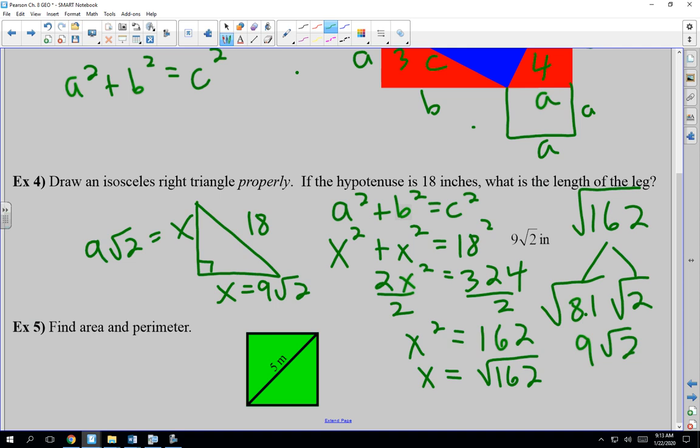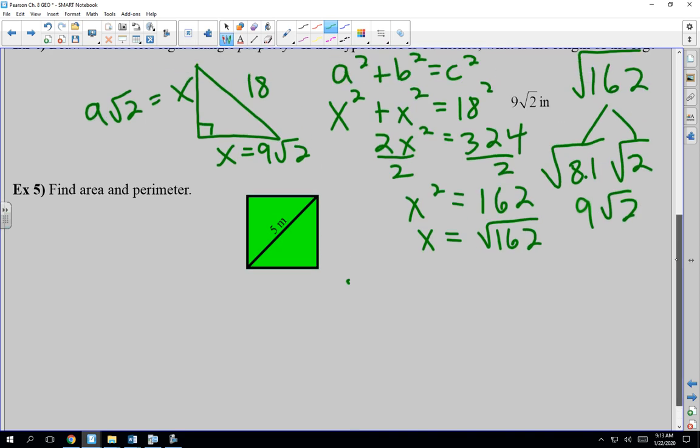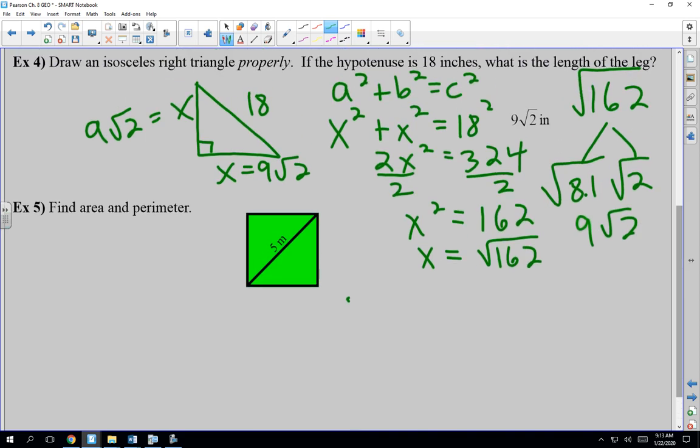You could, but you'd end up with actually four 3s. So you pull out one pair of 3s, and another pair of 3s, and then 3 and 3 is 9. So we end up at the same place. All right. So, what do you notice about the relationship between this 18 and the 9 root 2?